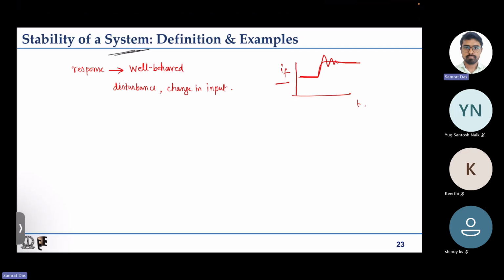Now here I have used a very subjective term, well behaved. Many people may define what is meant by well behaved differently. So based on that, there are different definitions of stability, but just to give one very crude example that is given in all textbooks as well as in all discussions, let us take some examples of a stable system, an unstable system, and a marginally stable system.